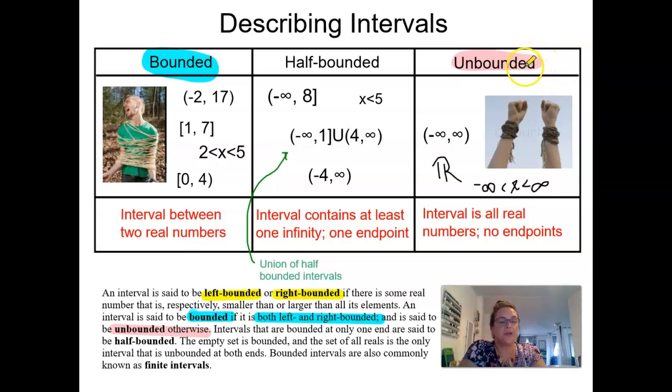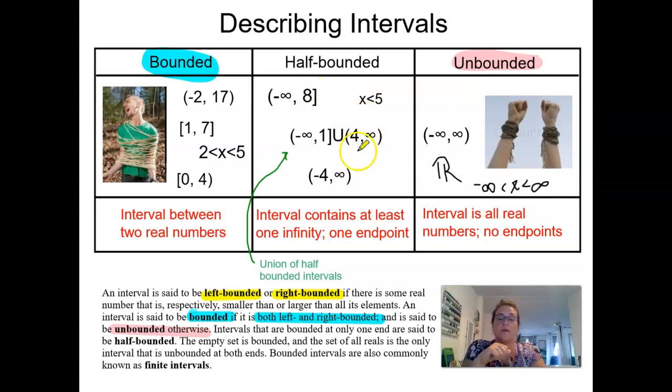It's not strictly the case. These half-bounded intervals are unbounded on one side, right? So we have -infinity to 8. It's unbounded at -infinity. Its right bound is 8. So unbounded on the left and bounded on the right.